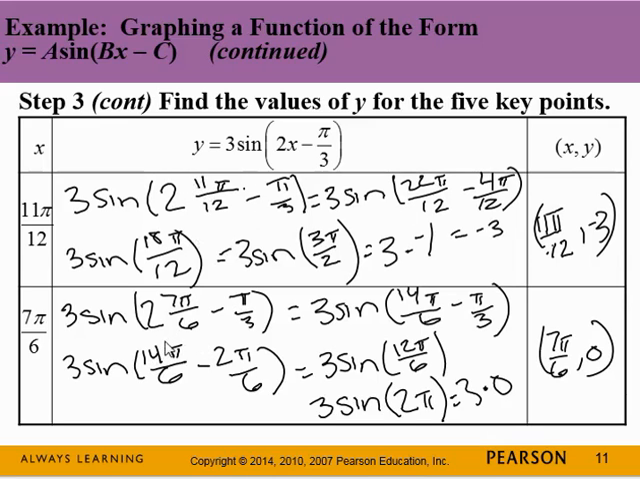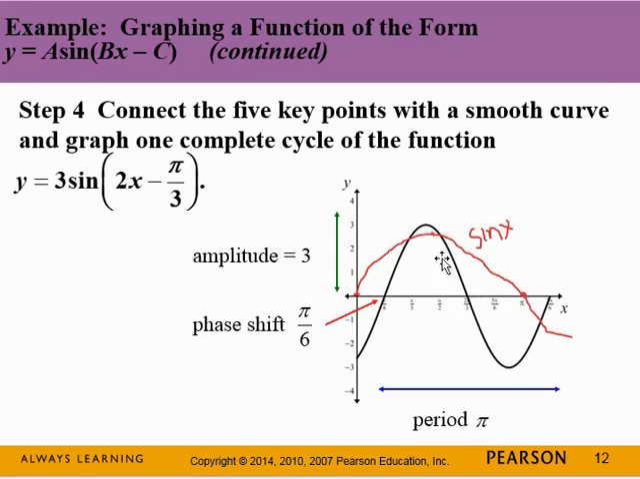And then the next step is you want to plot your points. So you have 5 points, and you want to plot all of them on your graph. So the red line is what just regular sine x would be at that point. And then in black you have your 3 times sine quantity 2x minus pi over 3. So your phase shift means it shifts over. It starts down at negative 3, but it shifts over. And your amplitude is 3, so it goes up 3 or down 3 from its starting point.